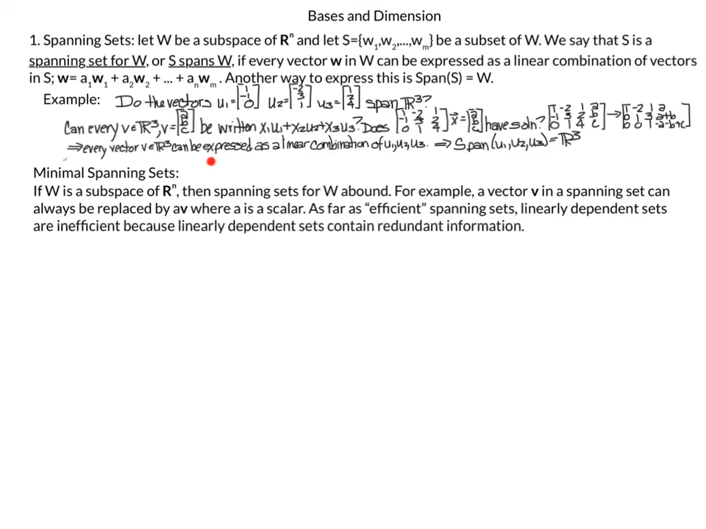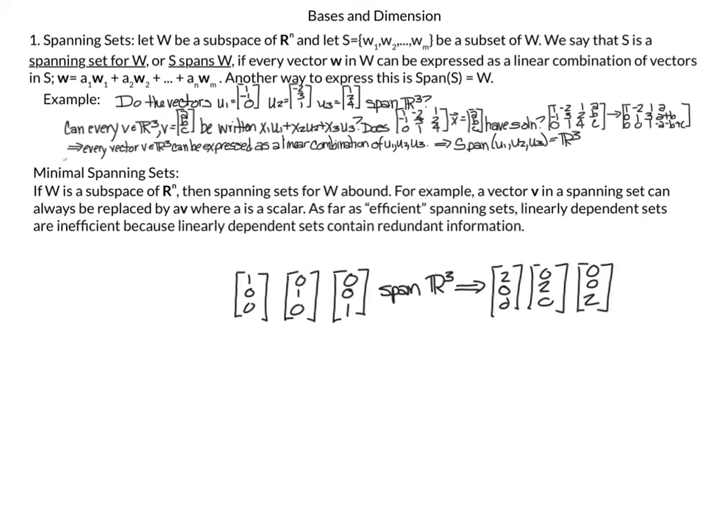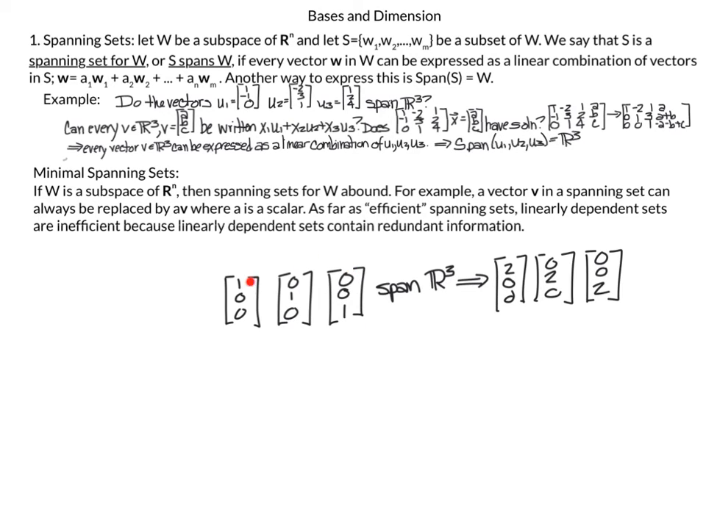Now we can talk about minimum spanning sets. So the idea is once you have W, a subspace of Rn, then the spanning sets for W abound. For example, a vector v in a spanning set can always be replaced by av, where a is a scalar. The easiest example of this is we have our standard basis that spans R3. We can just multiply everything by 2 and we'll still have a spanning set. These will still span, just that your coefficients x1, x2, and x3 will have to be decreased by half.